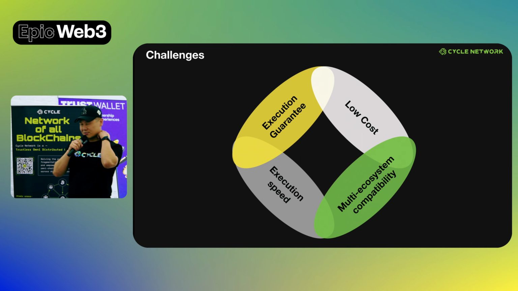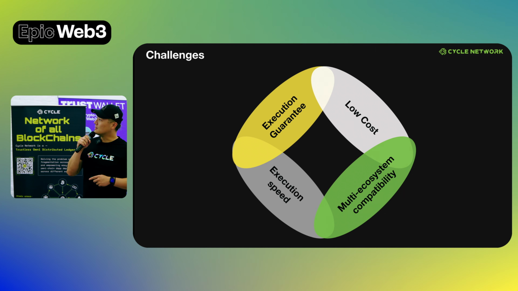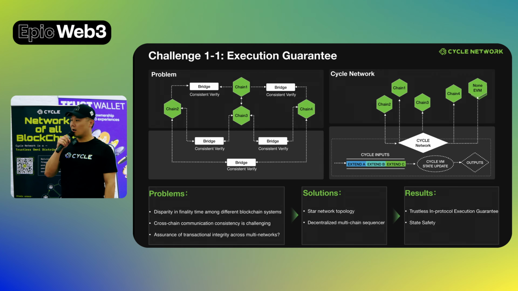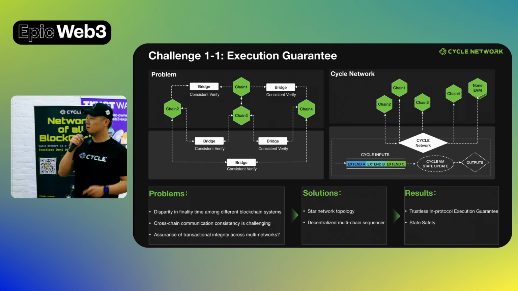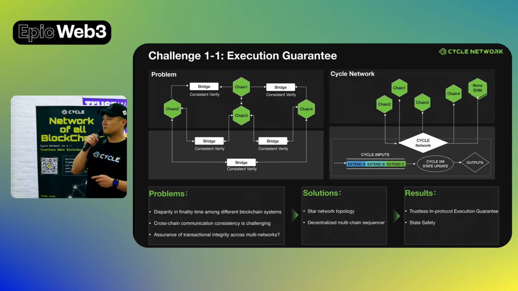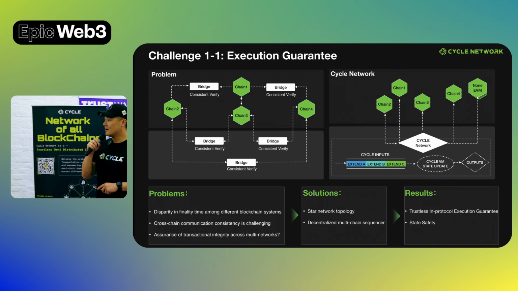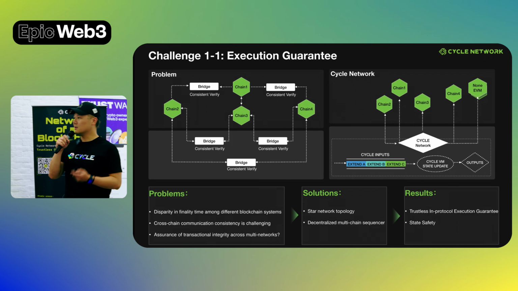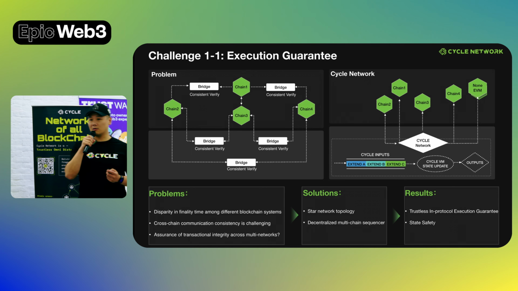If people are trying to deal with interoperability, we're facing four challenges. The first one is the execution guarantee. The problem nowadays is the disparity in finality time among different blockchain systems. Number two, cross-chain communication consistency is challenging. And assurance of transactional integrity across multiple chains.